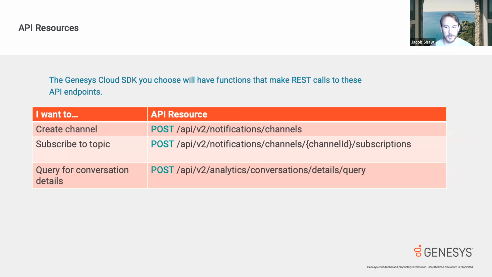These are just a few resources that we're going to use within this application. So we're going to be using the notifications API. We're going to want to create a channel, be able to subscribe to topics. And in our case, we're going to want to query for conversation details. So these are endpoints associated with that.